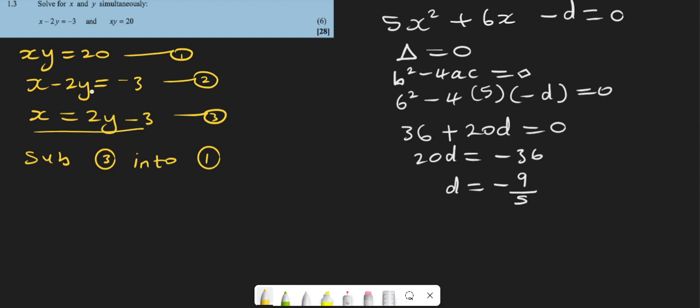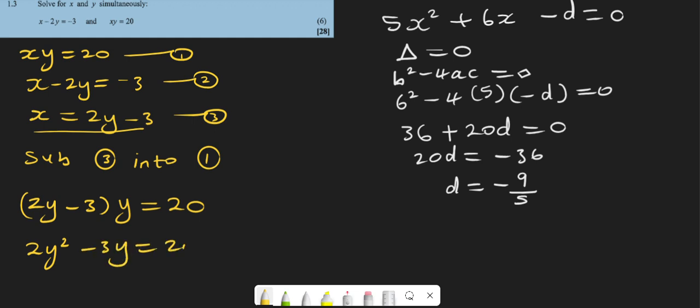So I could have used y and made it the subject of the formula, but I was just avoiding using fractions in calculation. Because if you used y as the subject of the formula, then we are going to have fractions. So we are going to have 2y minus 3 multiplied by y equals to 20. And then after multiplying here, we are going to have 2y squared minus 3y being equals to 20.